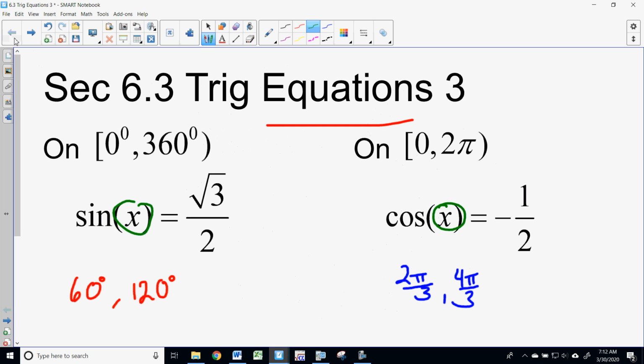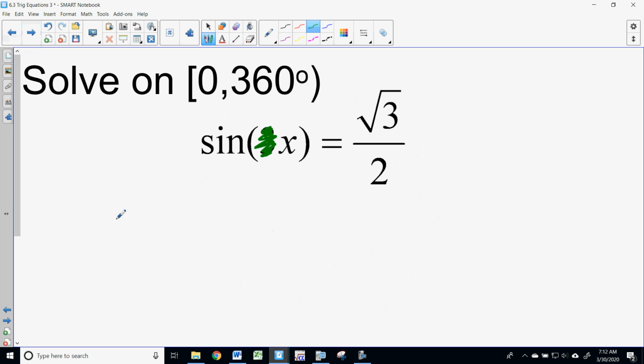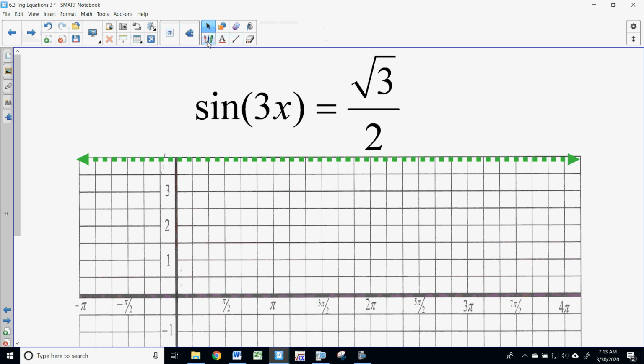So where is sine of x equal to square root of 3 over 2? And that's our first problem that we solved. We had 60 and 120. So let's write down our 60 and our 120, and then talk about how we can use those to solve sine of 3x. Now first, let's go look at this sine of 3x, and let's think about graphing that.